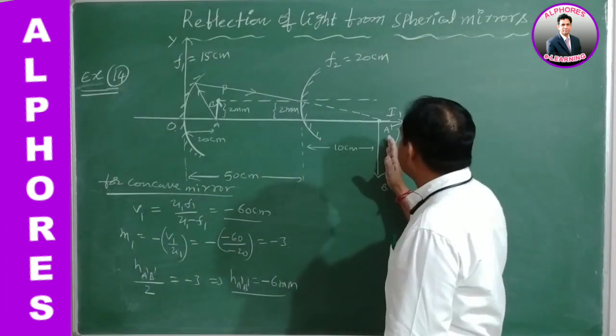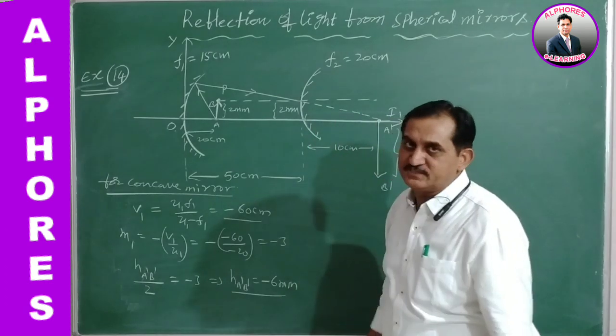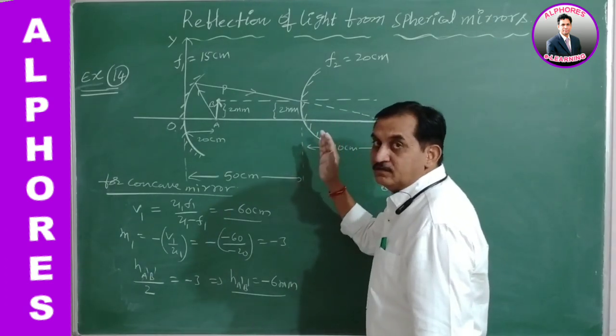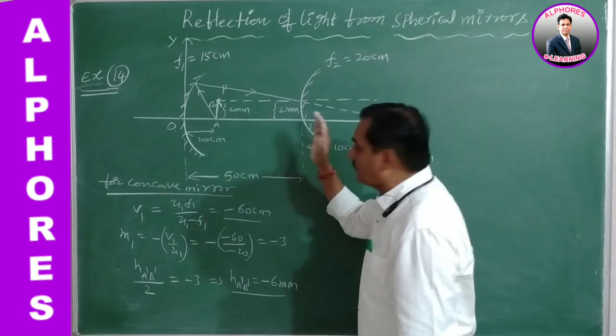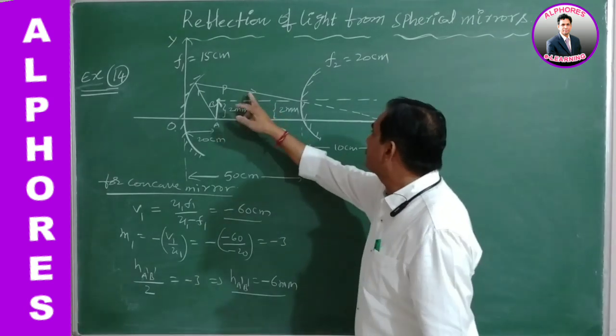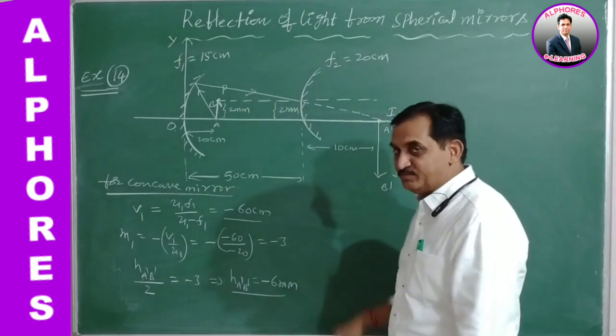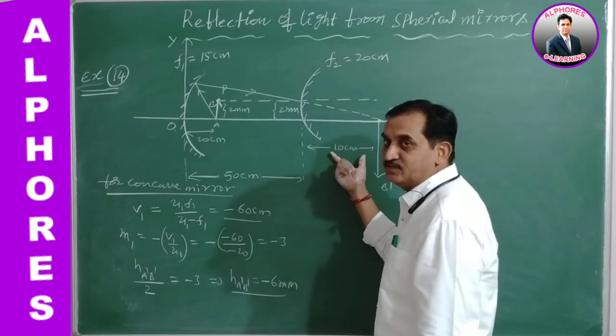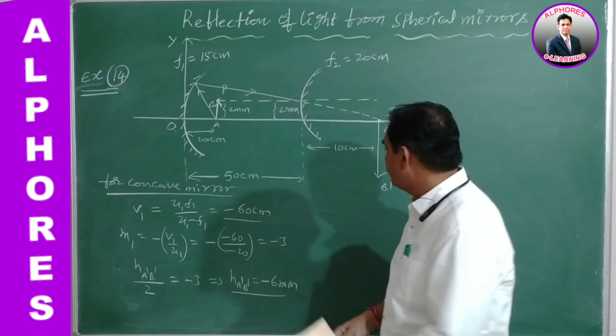Now, this image serves as an object for the convex mirror. If it serves as an object for the convex mirror, which object? A virtual object, because the light converges to this point. If it is a virtual object, then its object distance is taken to be 10 centimeters. Okay? Right.